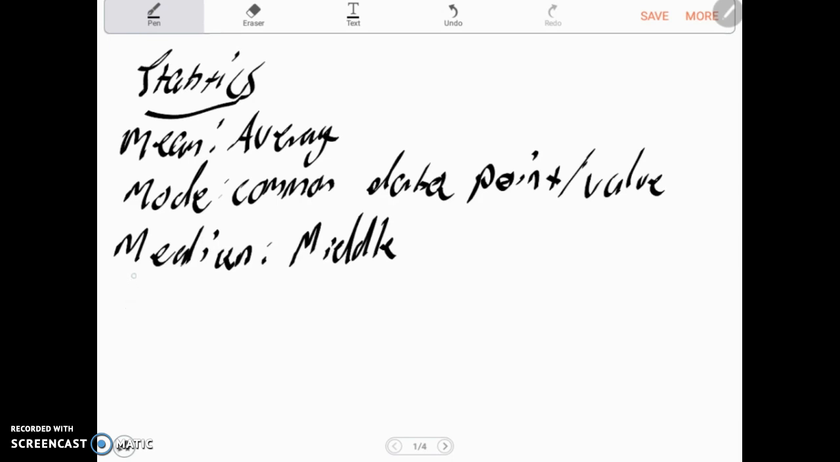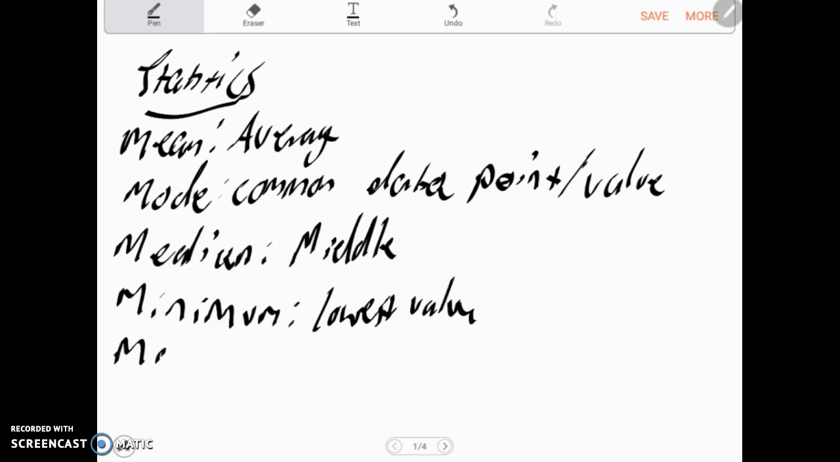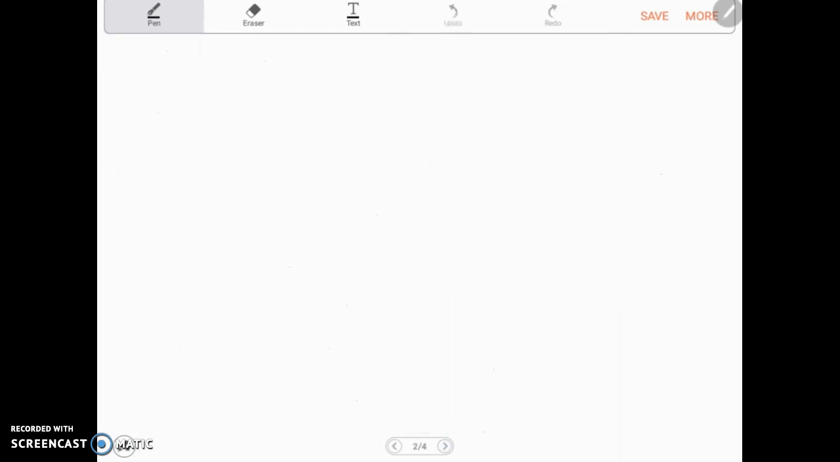After that, we've got the minimum, which is the lowest value, and the maximum, which is the largest value. Okay, so the mean, the mode, the median, the minimum, and the maximum. We're going to talk about all of these in just a tick. So let's look at a data set.